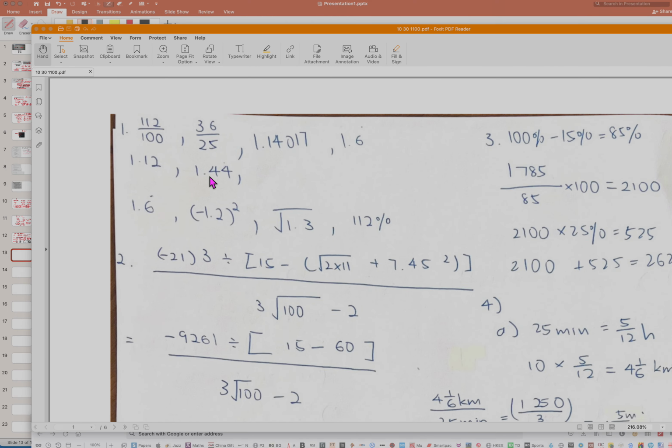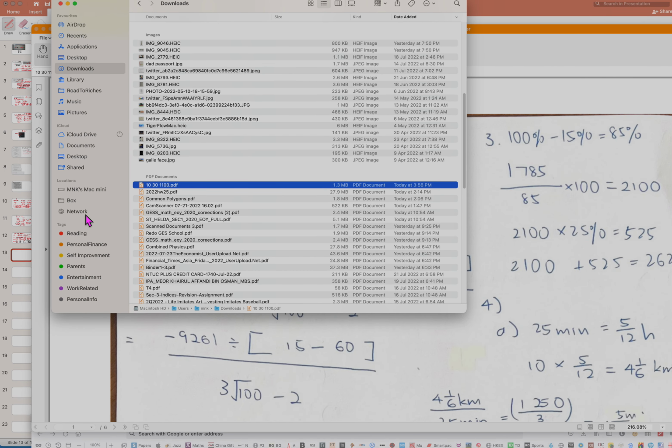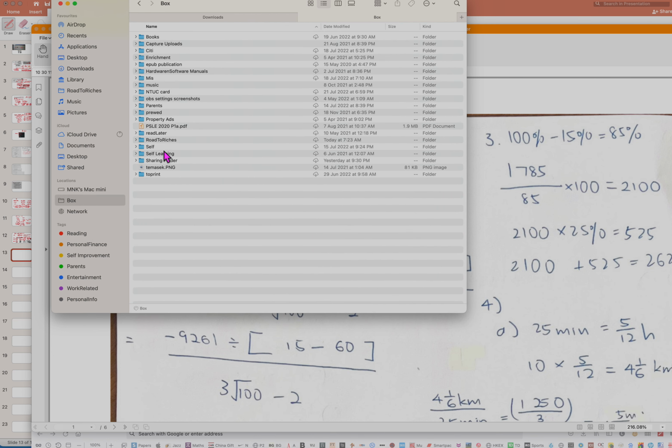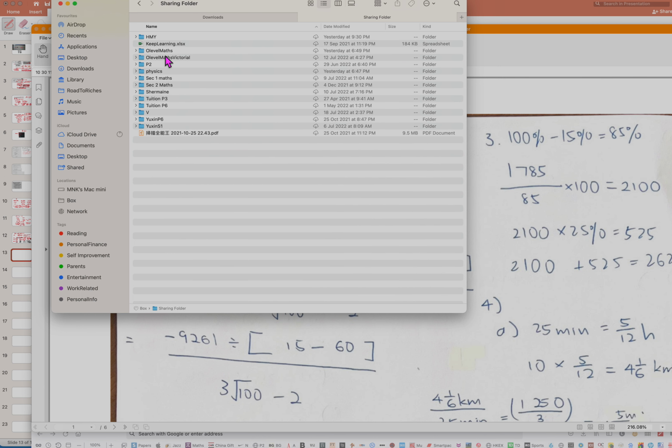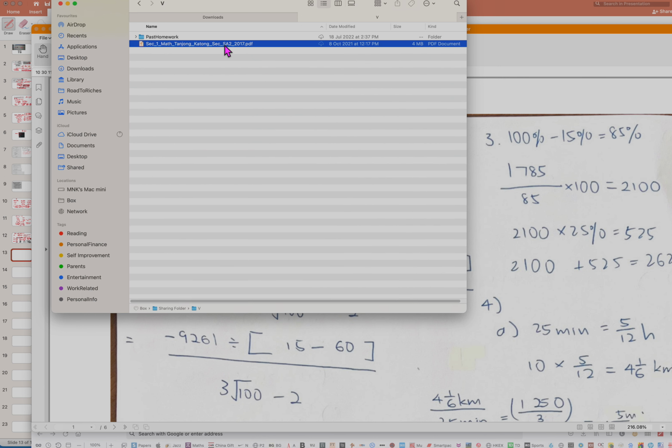Okay, which question you want to talk about first? I need 5A. Hold on. Yes, paper 1. This is Tanjong Katong one. Okay. Yes.